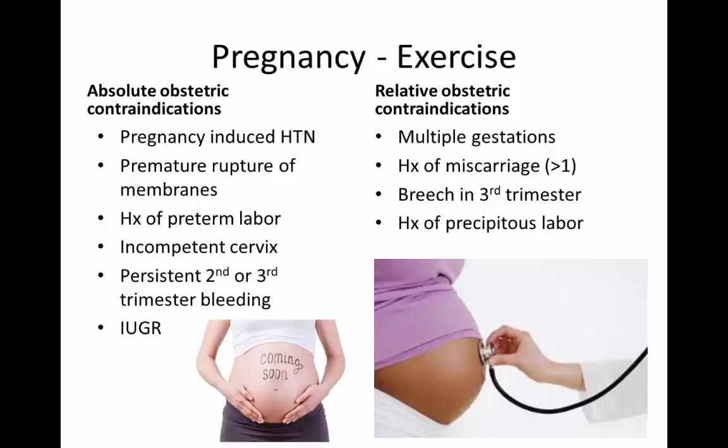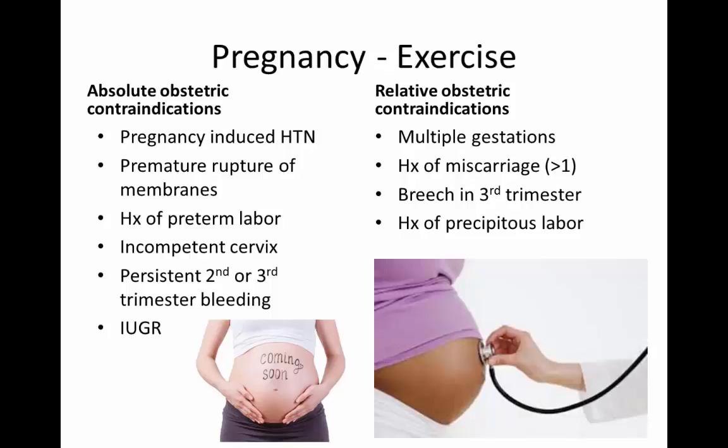Exercise is contraindicated for some conditions during pregnancy. These conditions include pregnancy-induced hypertension, premature rupture of membranes, history of preterm labor, incomplete cervix, persistent second or third trimester bleeding, IUGR, which is intrauterine growth restriction. This refers to a condition in which the unborn baby is smaller than it should be because it's not growing at a normal rate inside the womb.